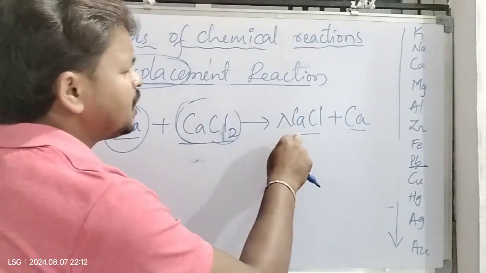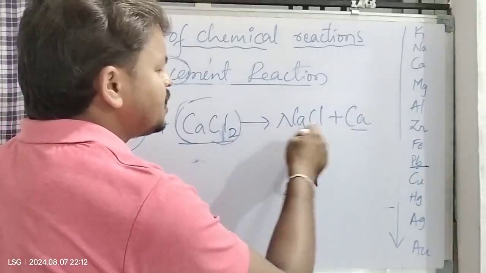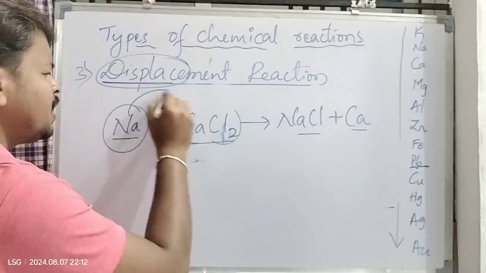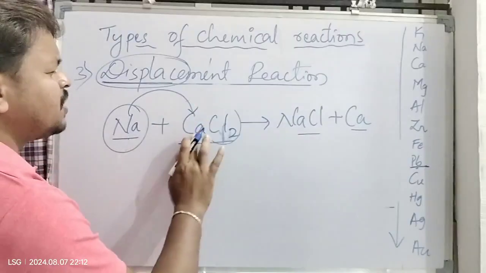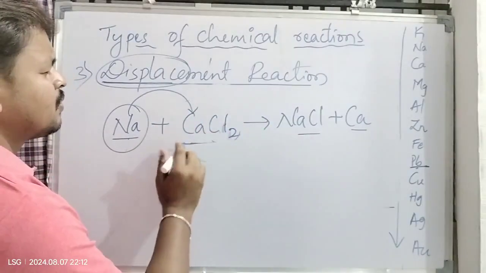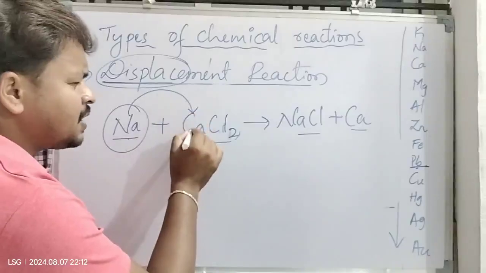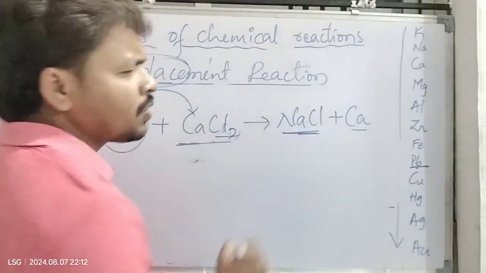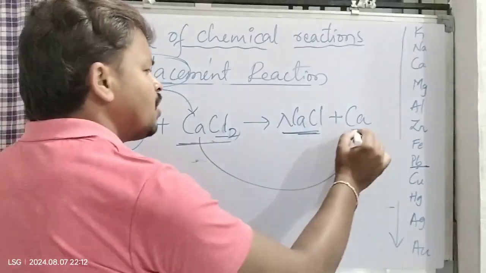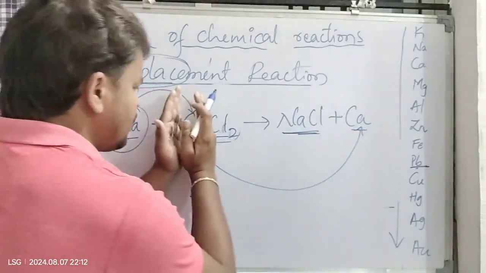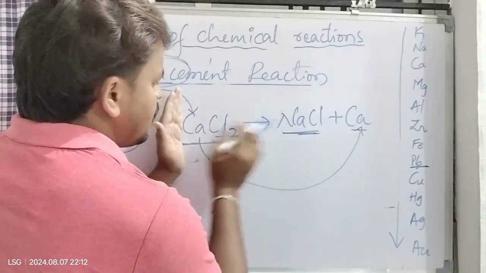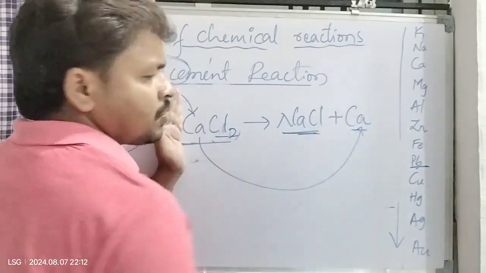But here you see that the calcium is displaced and the sodium is with the chlorine. Means what happened? The sodium is displacing the calcium and sitting with the chlorine to form sodium chloride, and calcium is coming out.